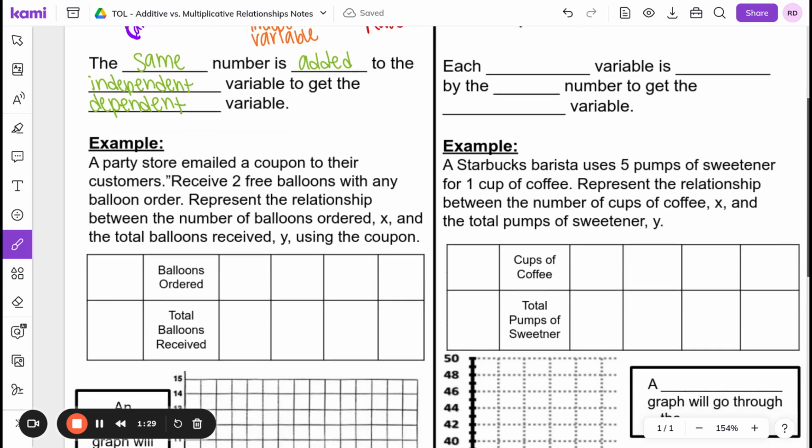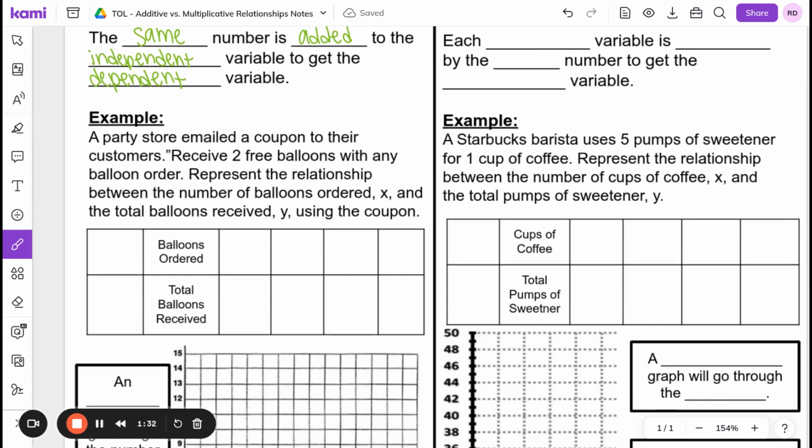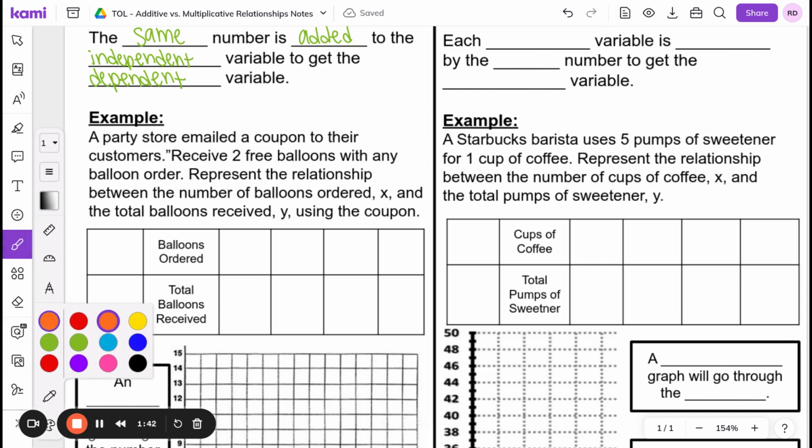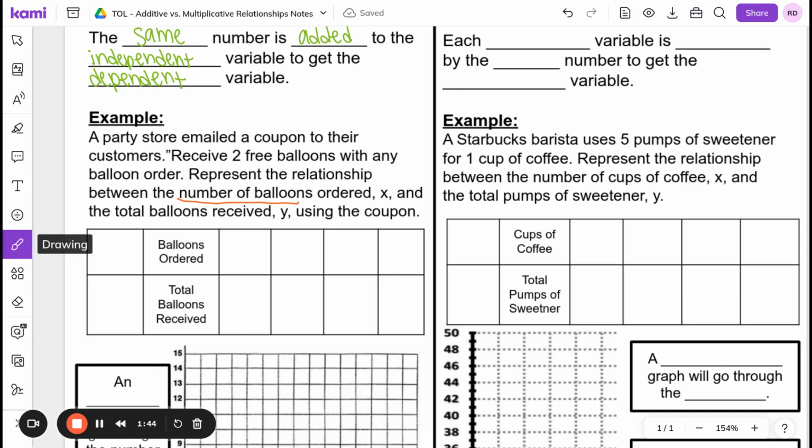So here's our example. A party store emailed a coupon to their customers. Receive 2 free balloons with any balloon order. Represent this relationship between the number of balloons ordered, x, and the total balloons, y. So number of balloons is our x, and the total is y. It makes sense that the total is the answer. The total depends on how many balloons we buy. And it told us we got 2 free balloons every time we ordered some.